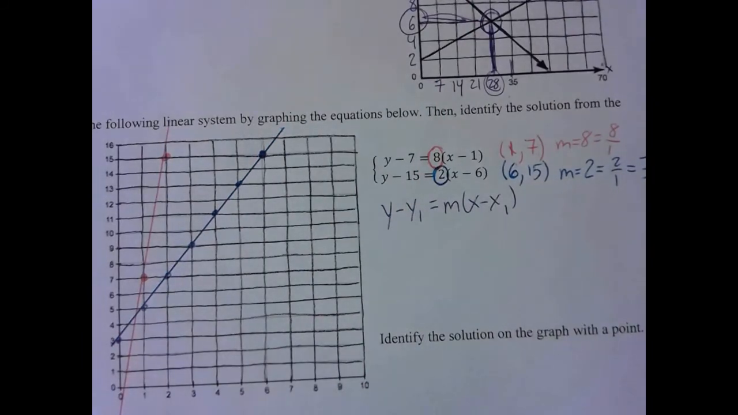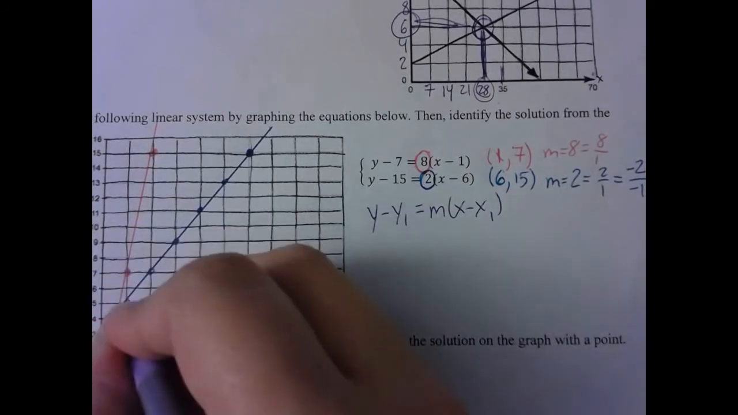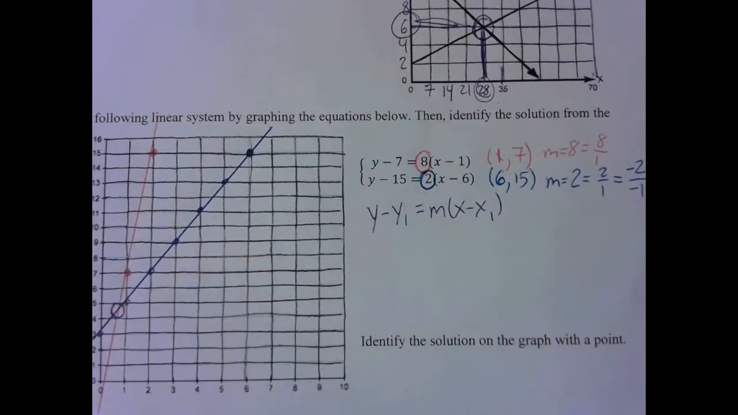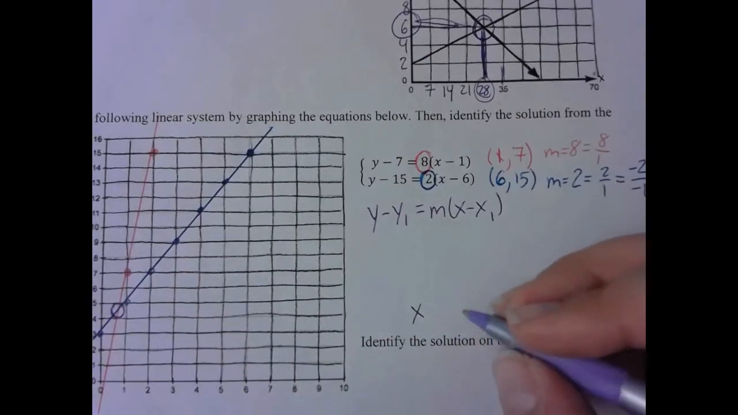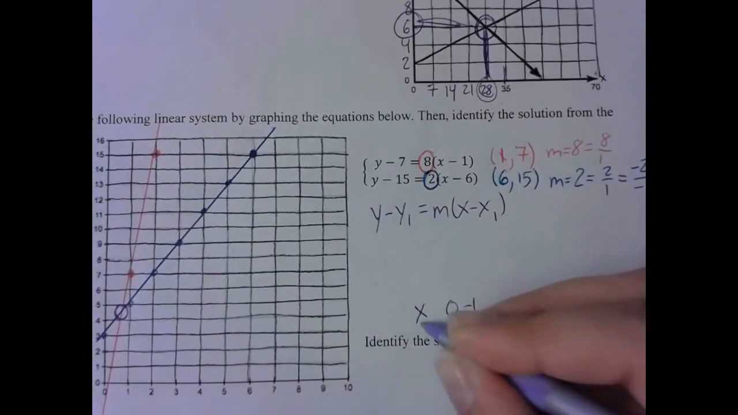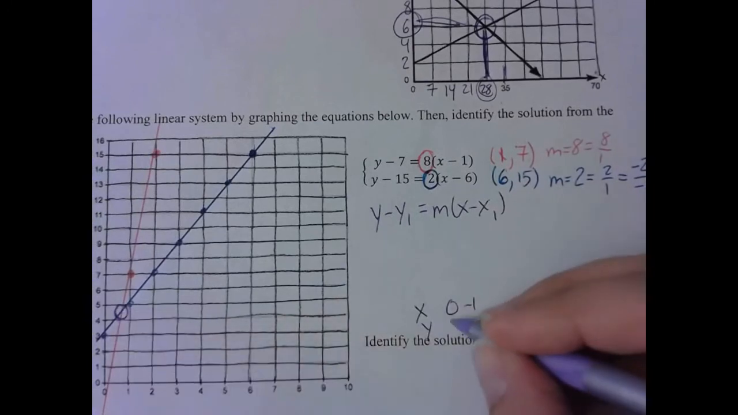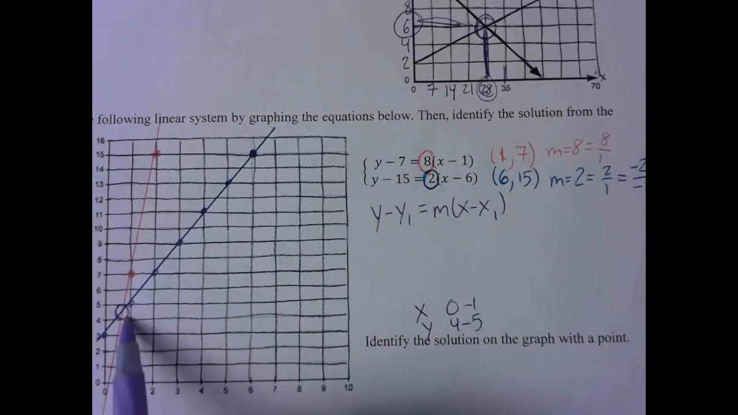All right. Now, thank God they did not ask us for the exact point for the solution because it's somewhere here where they cross. I don't know what that is. It just says to identify it with a point. Here's my point. If you're wondering, the x value is somewhere between 0 and 1, and our y is somewhere between 4 and 5. But we don't need an exact answer. We graphed it, and that's good enough for that.